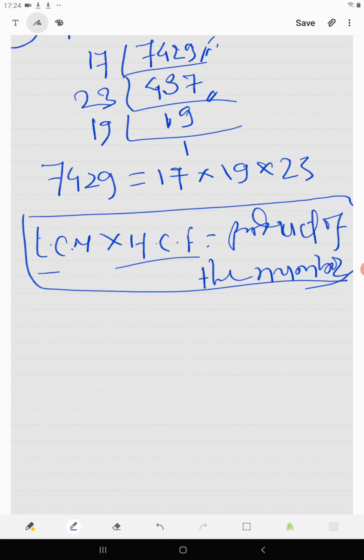The next question is: find the LCM and HCF of the following pair of integers, and verify that LCM into HCF equals the product of the two numbers. Of course. So let's take the first pair. Let's clear the board first.